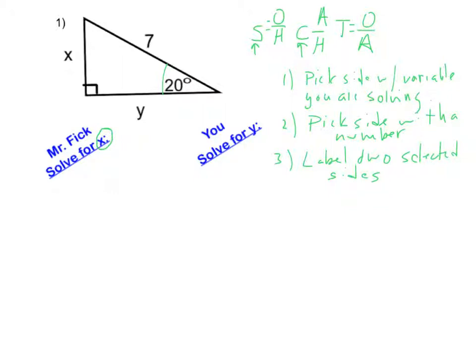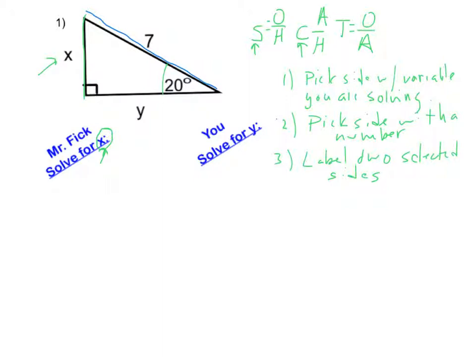If we're trying to solve for x, like we are in the first problem, we're supposed to select the side that has x on it. So we're going to select this side, basically right here. And the other side we're going to pick from step 2 is the side with the number on it. Well, that would be this side up here. So we've selected the two sides we need to set up the trig relationship. Now we need to label them. We need to figure out what they actually are.